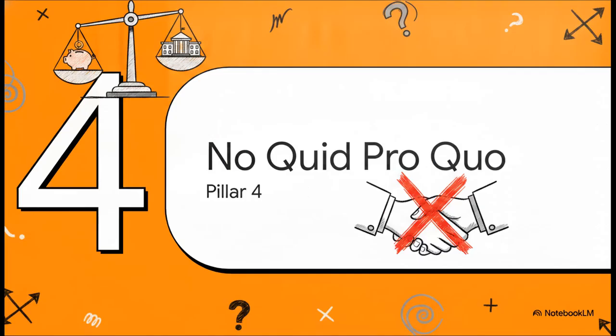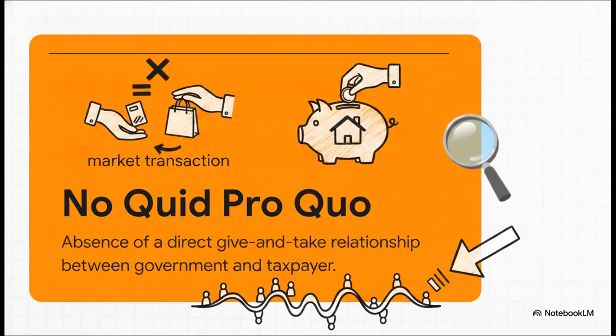Now, what's really interesting about this next foundational concept is Pillar 4, no quid pro quo. Let's define this clearly because it fundamentally separates a tax from, say, a standard market transaction. No quid pro quo means there is an absolute absence of a direct give-and-take relationship between the government and the taxpayer. Think about it. When you buy something at a store, you hand over money, you get an item in return. That's a direct give-and-take. But with taxation, a taxpayer cannot claim a definite, direct, and proportionate personal benefit back from the government just because they made a payment. It just doesn't work that way.